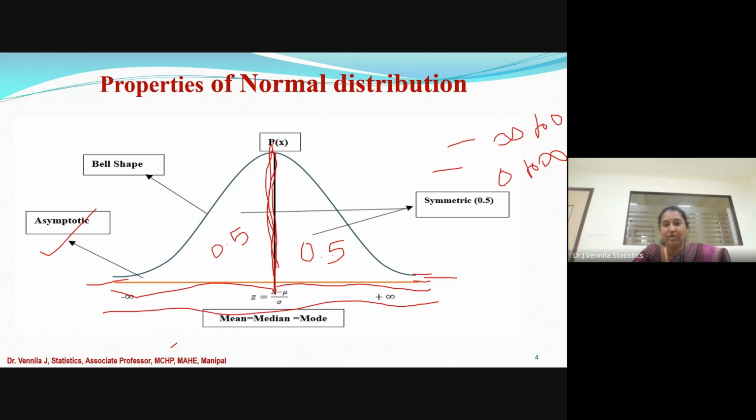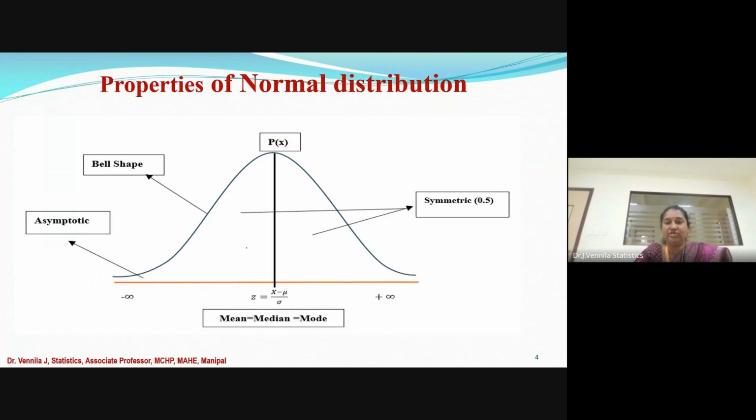The center line is called the standard normal variate. Here we will get only one peak value. So P of x has only one mode. Only one highest value is there in the normal distribution, so it is called unimodal. These are some of the properties of the normal distribution.